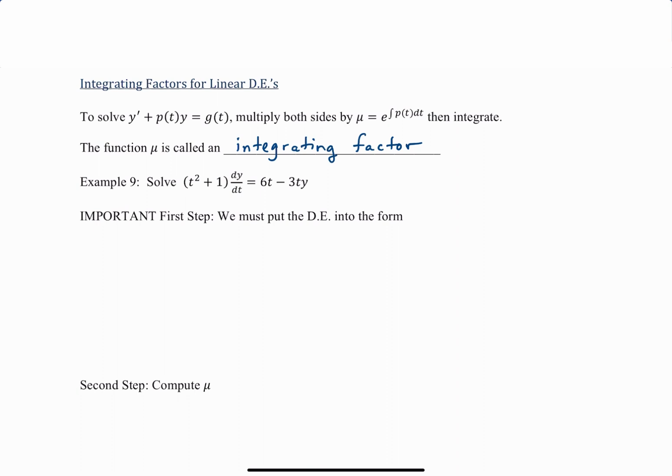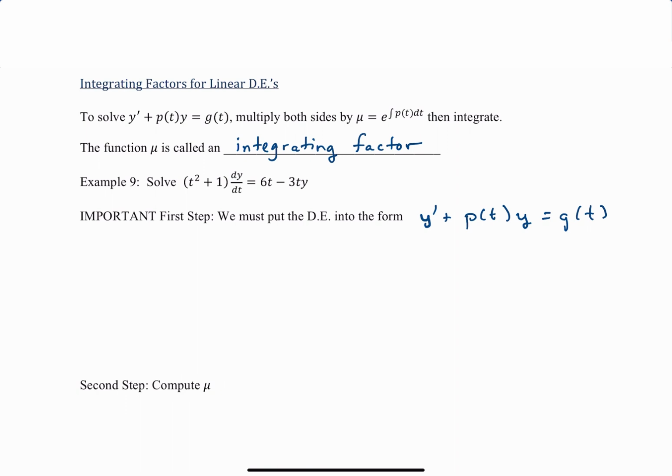In order to solve a linear equation, you first have to put it into the exact form y prime plus p of t y equals g of t. There's a couple of reasons for this. First of all, you don't know if your equation is actually linear unless you can put it in that form. Second, the integrating factor and the whole method I'm going to show you relies on having the equation in this form. So let's do that.